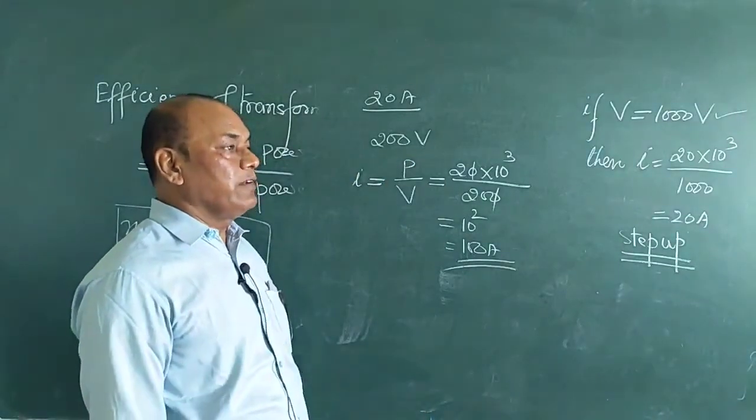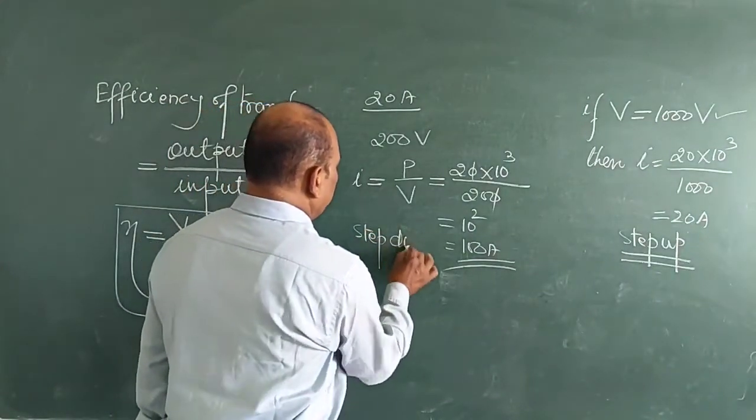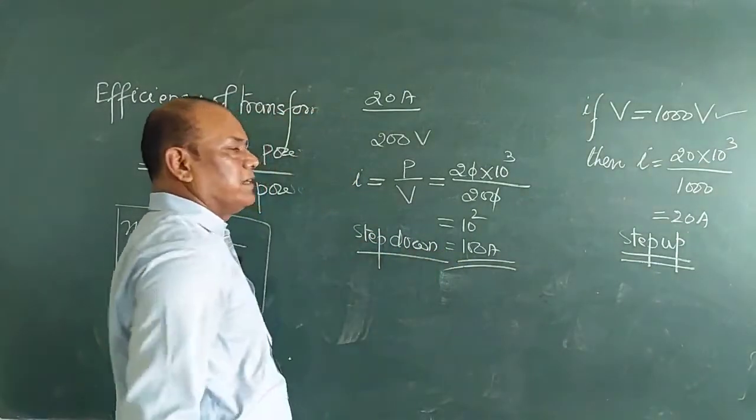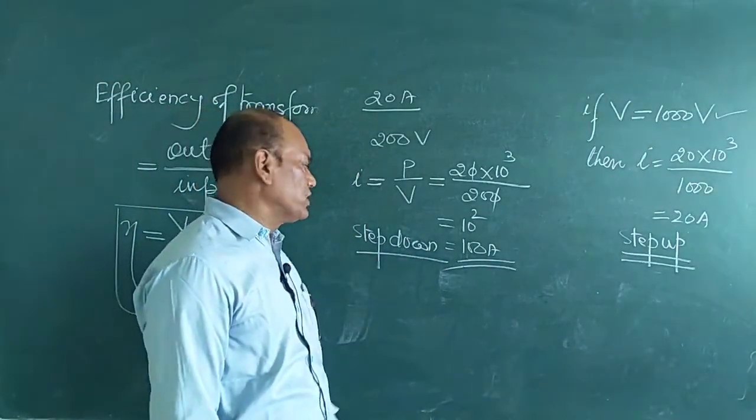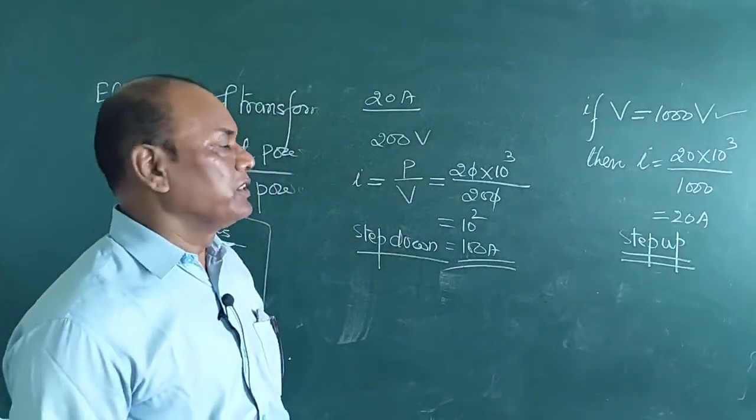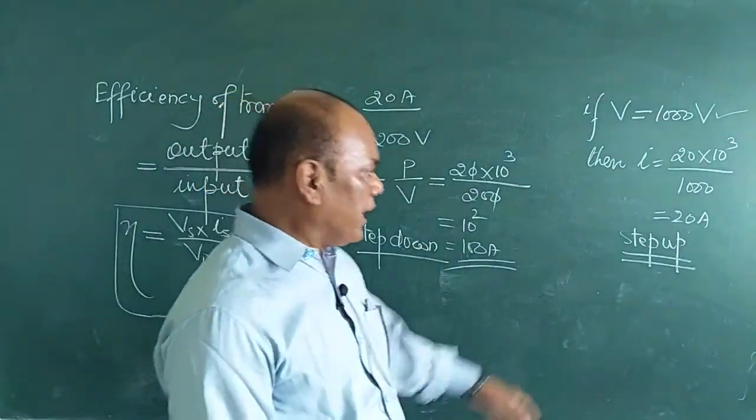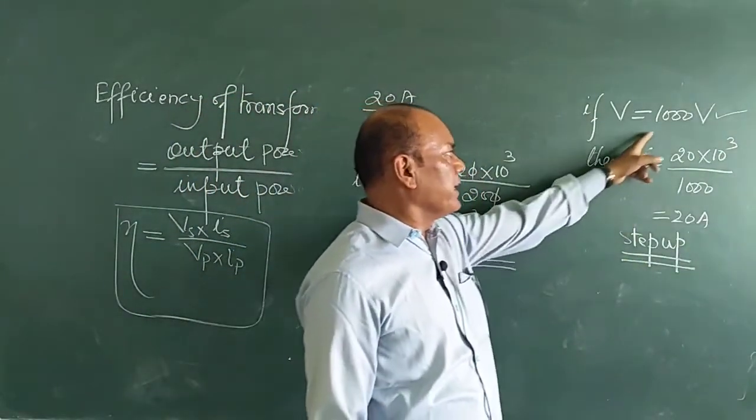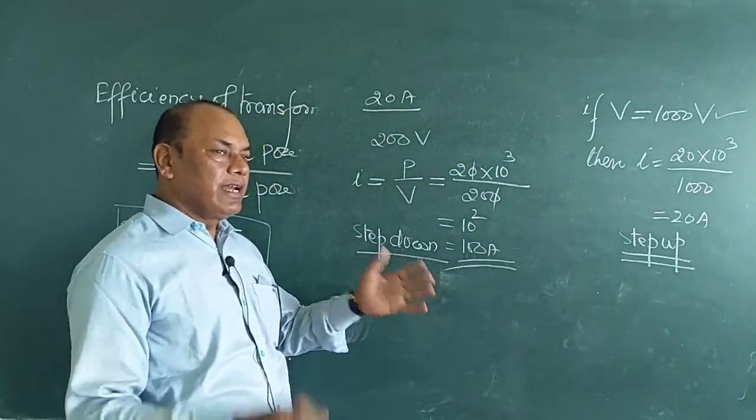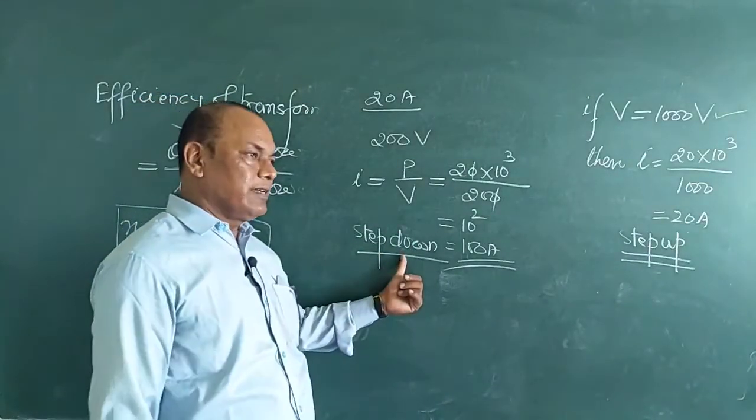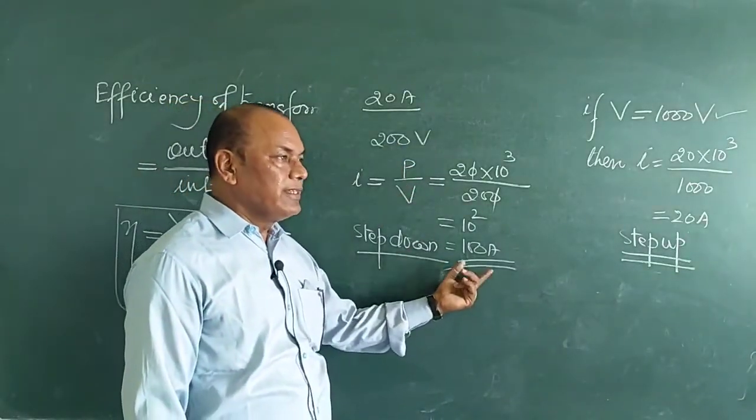And what transformer reduces the voltage? That is step down. This step down transformer decreases the voltage. Therefore, near your consumer's house, step down transformers are used. So at the power station, a step up transformer is used to increase the voltage and to reduce the current. And near the consumer house, a step down transformer is used to reduce the voltage and to increase the current.